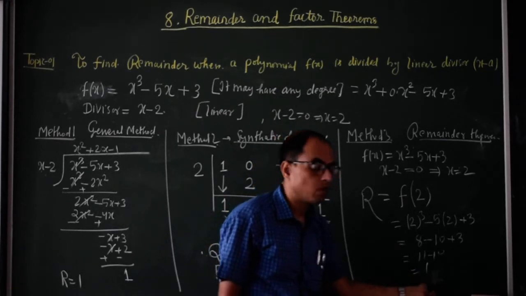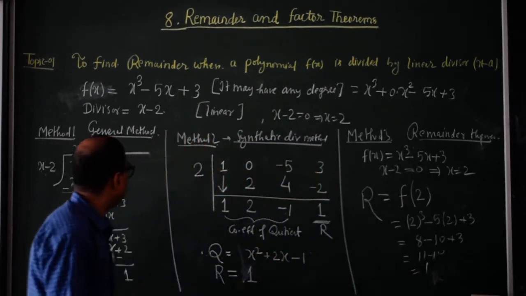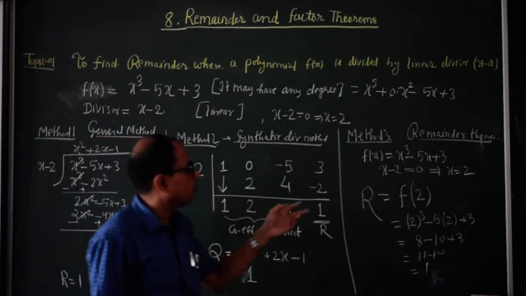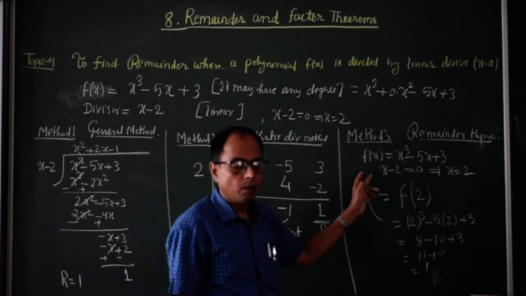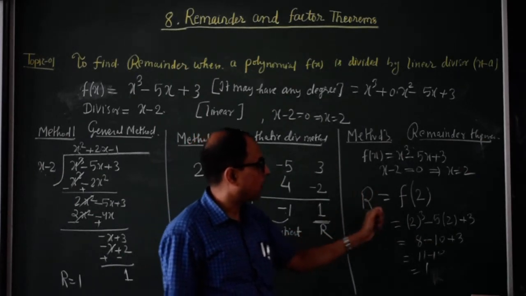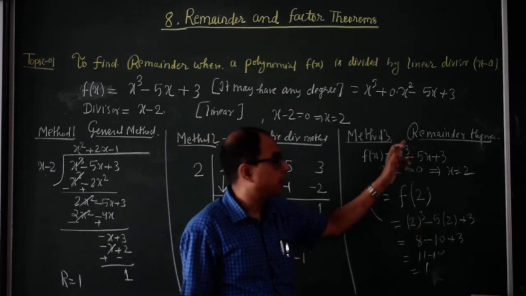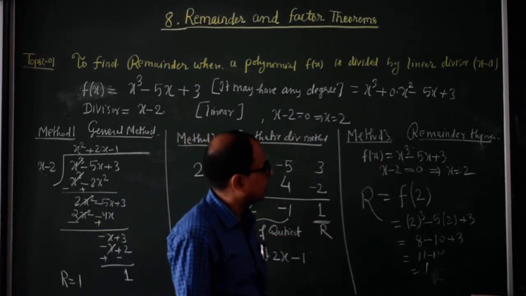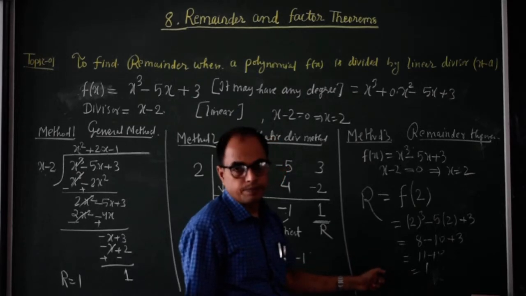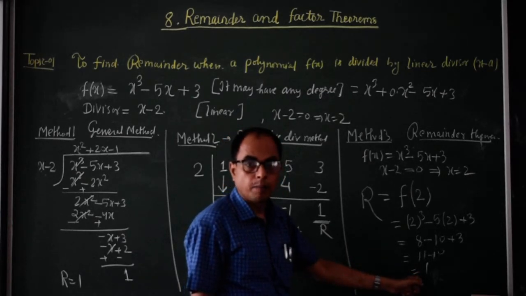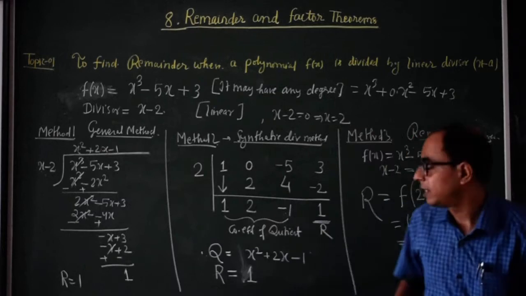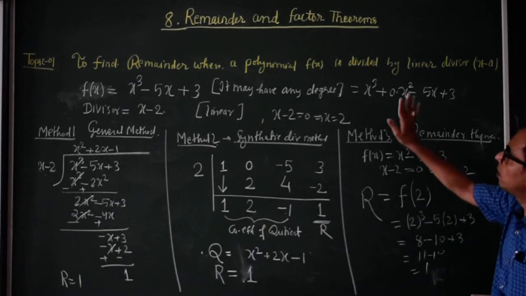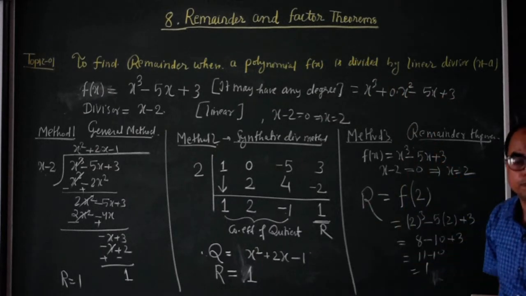What will be the value of the quotient? For the quotient, either you have to use this method or this method. So there are two demerits of the remainder theorem: you cannot apply it if the divisor has degree more than 1, and you cannot find the quotient, only the remainder. But the merit is that you can easily find the remainder.